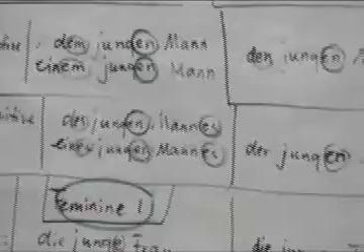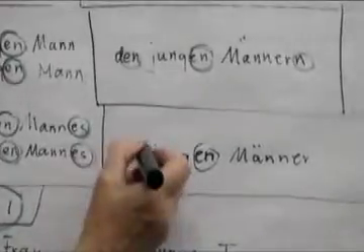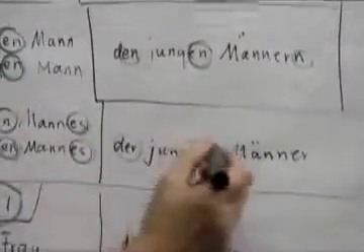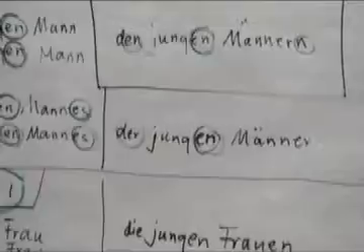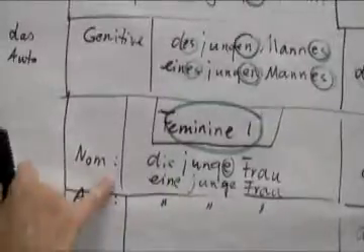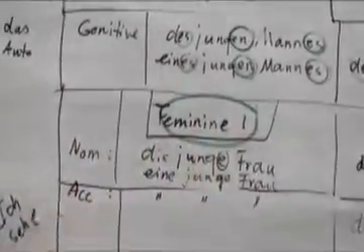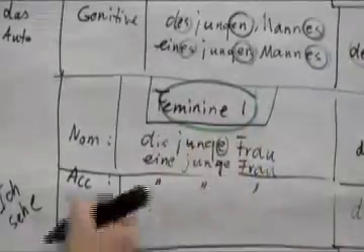And if we talk about the car of the young men, the plural, all the D's change to der, adjective ending is en, Männer is just a regular plural. Let's look at a feminine noun or a D word. Subject, die junge Frau. Die junge, jung gets an E ending.